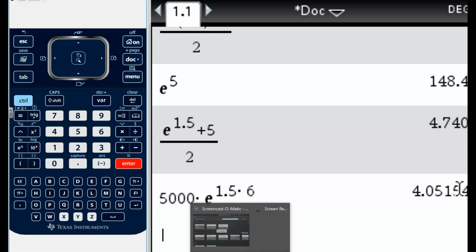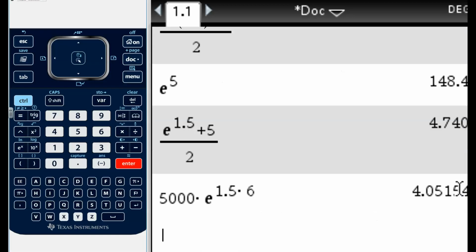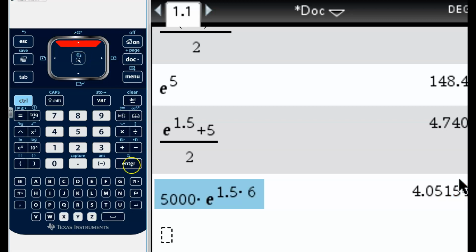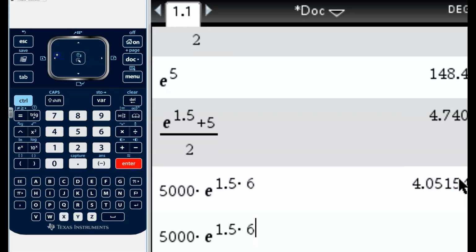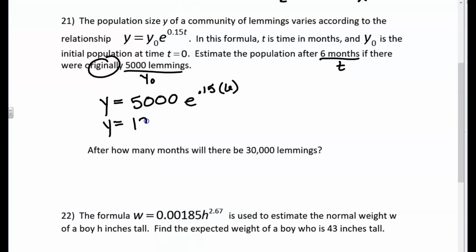4.05154 E7. So y equals... did I come back? I made a mistake up here. You see that, guys? It was 0.15, not 1.5. That'll make a huge difference on your answer. Let's change that, shall we? And put our decimal there. Knew I made a mistake. There we go. 122.98. That makes a heck of a lot more sense. 122.98 lemmings is our approximation.